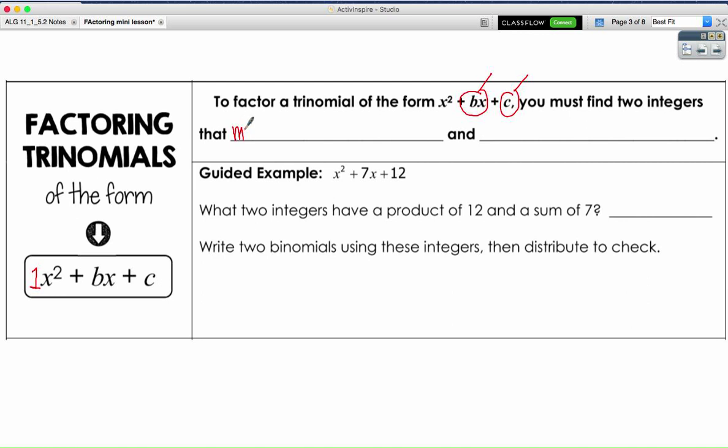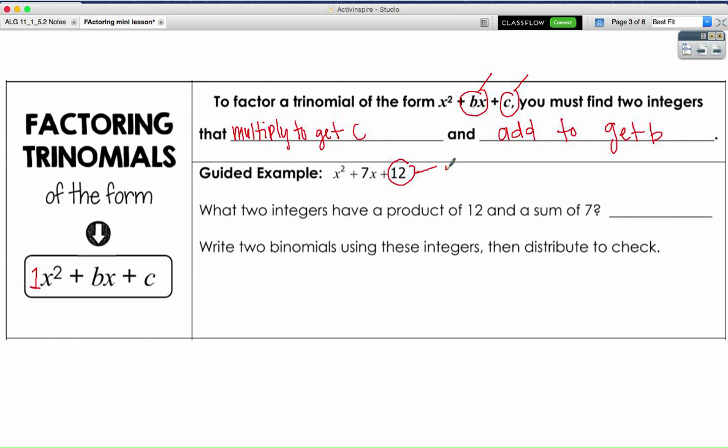So that multiply to get C and add to get B. So for example, on this one, we're looking for what two factors of 12 would also give me a sum of 7. So this is a positive 12, so I know the signs on my numbers match because that's how you get a positive product. The fact that the middle term's a positive 7 means that both of them were positive.